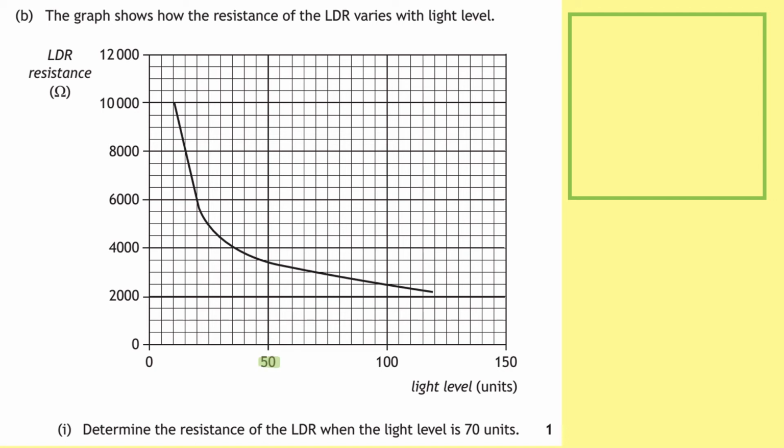So we've got 50 just here. We can see that we have 1, 2, 3, 4, 5, 6, 7, 8, 9, 10 divisions between 0 and 50. So your 70 units is going to have to be just here, because we could go 50, 60, 70, 80, 90, 100. Every 10 units is 2 boxes. Let's follow that up to our line on the graph, and then we want to follow it across to the resistance.